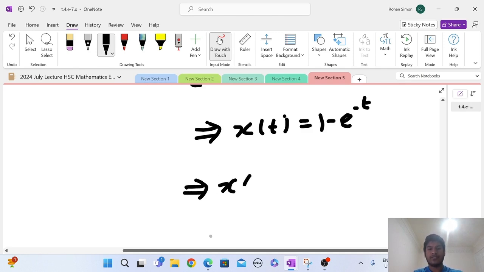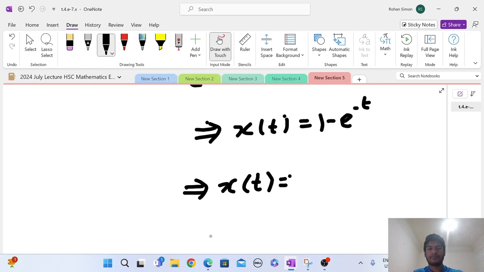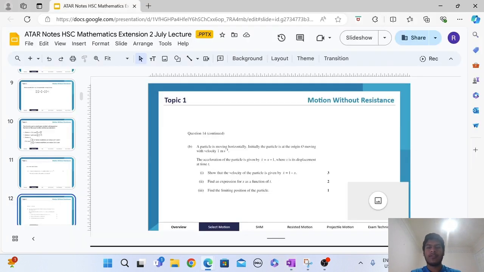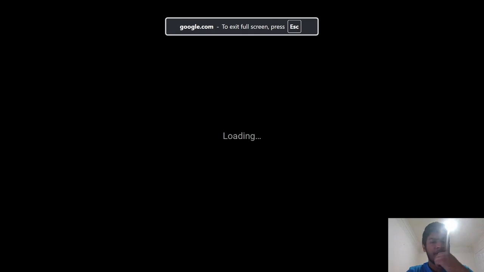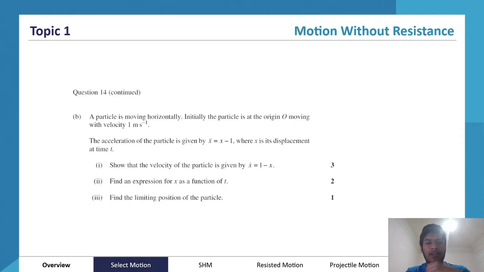x as a function of t is 1 minus e to the minus t. So we're done. Almost done, sorry. Part 3 says find the limiting position of the particle.